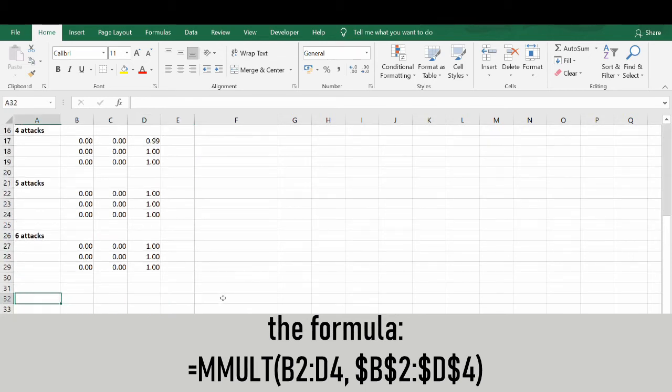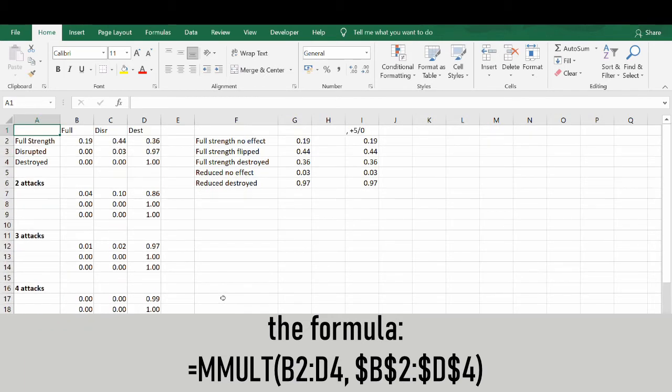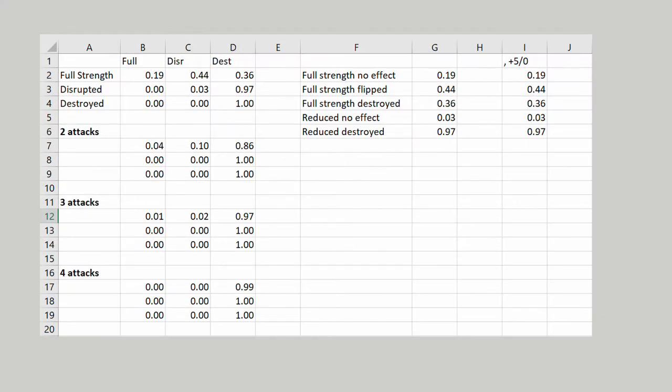The only awkward thing in a spreadsheet to be aware of is that when you put in an MMult formula, I think this is different in different versions of Excel, but in the version I use, you need to highlight the area in question, type the formula in, and then press Control-Shift-Enter to tell the computer that it's a formula that covers an area, because you're multiplying a matrix, which is multiple cells, by another matrix, which is multiple cells.